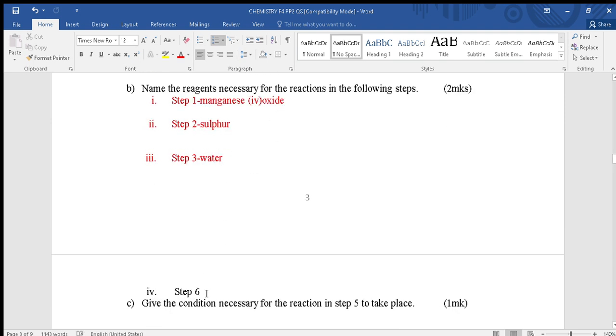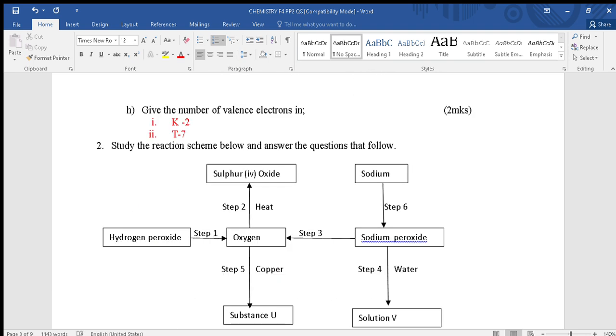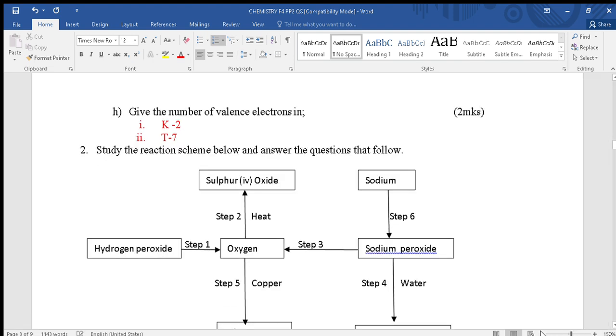I think we stopped at this point when we were talking about the reagent that is required in step 3. So down here you are also asked the reagent that is required in step 6. So look at step 6. You come back to your table here. I want you to look at step 6 very well. I'm trying to enlarge this so that you can view our content very well.